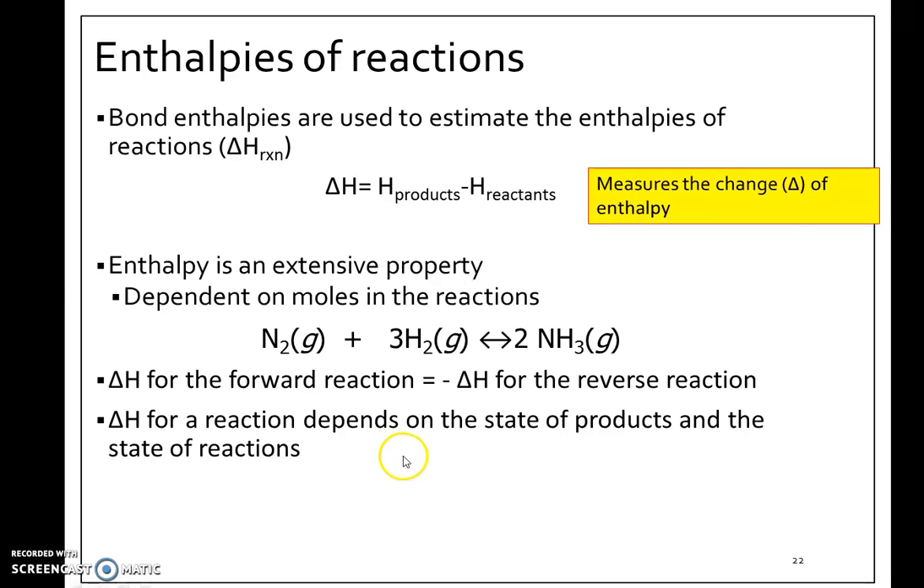And one of the things that confuses people is that it depends on the state of the products and the state of the reactants. This should say reactants, not reactions. So whether you have a gaseous system versus a liquid versus a solid, that's going to change your delta H. The delta H of reaction for water, whether you're forming gas, solid, or liquid, is going to give you a different delta H. And so on Monday, we'll learn how to calculate it.